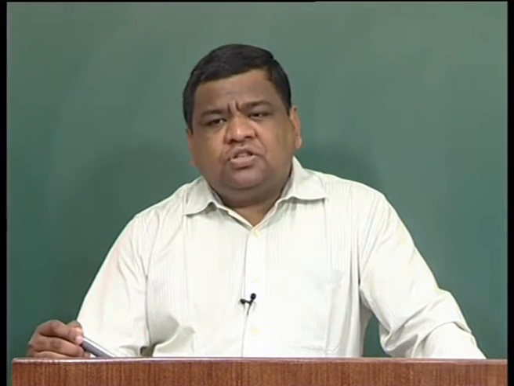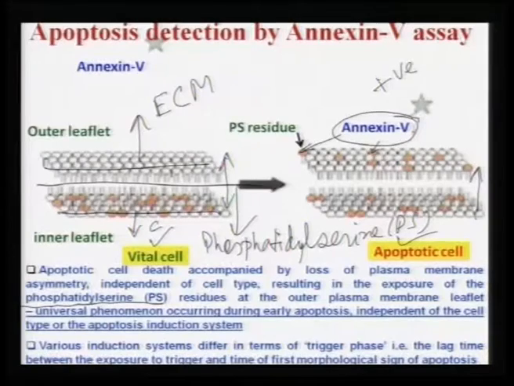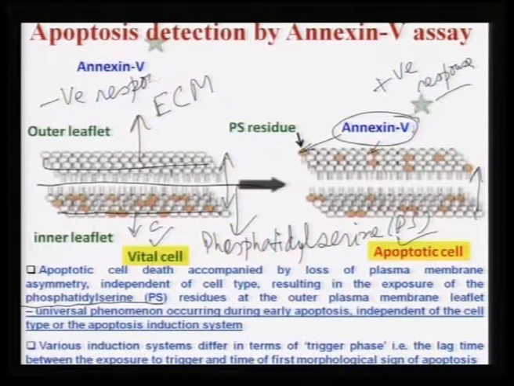Is it clear? So, I repeat, if the annexin 5 dye molecule shows a positive response, what does it mean? The cells are in the apoptosis stage. This is called a positive response. If the annexin 5 molecules show a negative response, what does it mean? The cells are live cells, or vital cells.